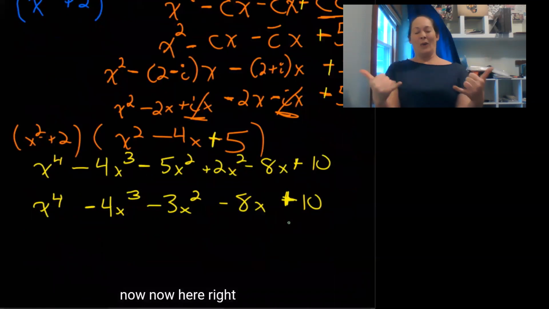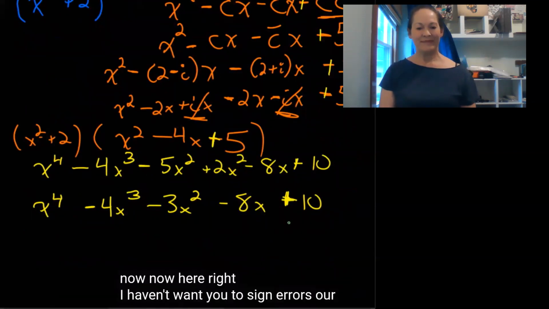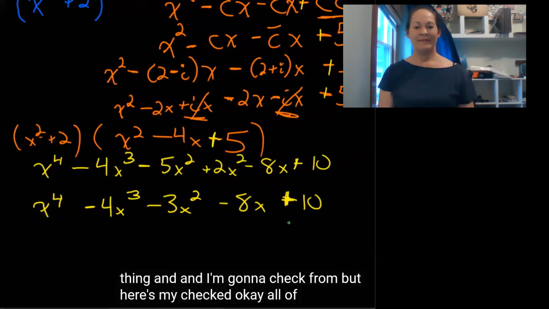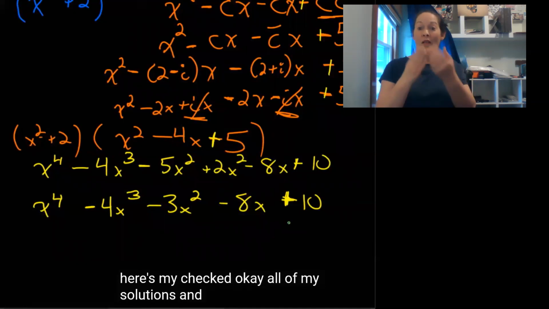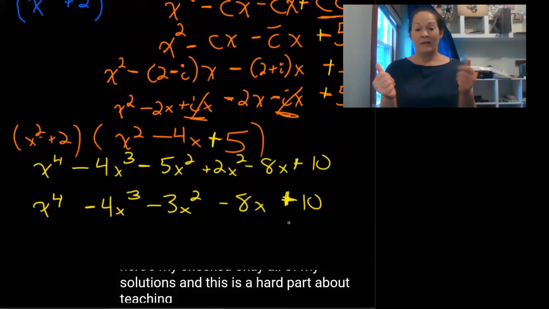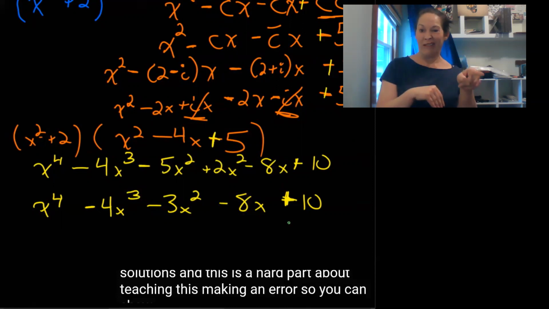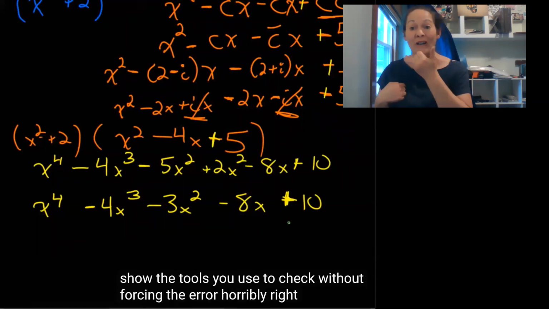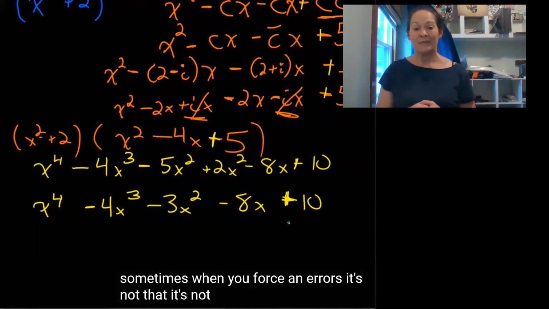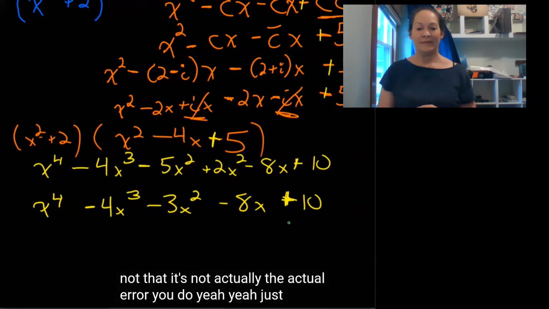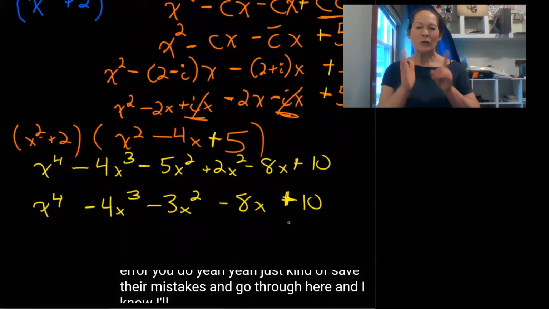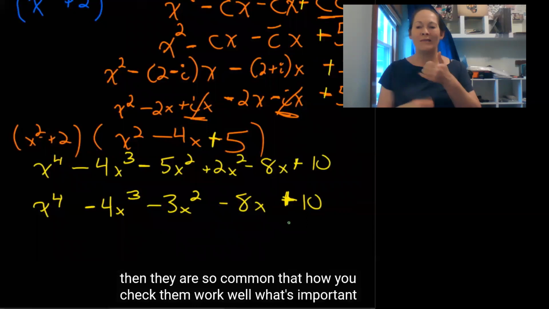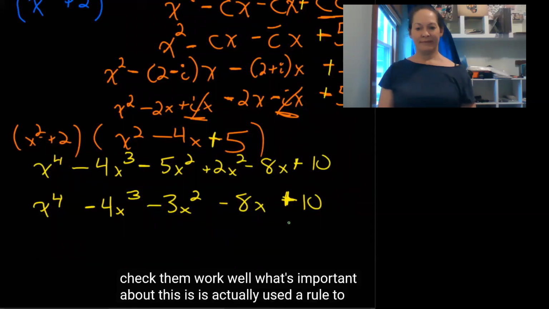Now here, I have warned you, sign errors are a thing, and I'm going to check for them, but here's how I checked. This is the hard part about teaching: making an error so you can show the tools you use to check without forcing the error horribly. Because sometimes when you force an error, it's not actually the error you would make. You have to kind of save your mistakes. I know I'll make sign errors often, and they are so common that how you check them matters. What's important is that I actually used a rule to check this.